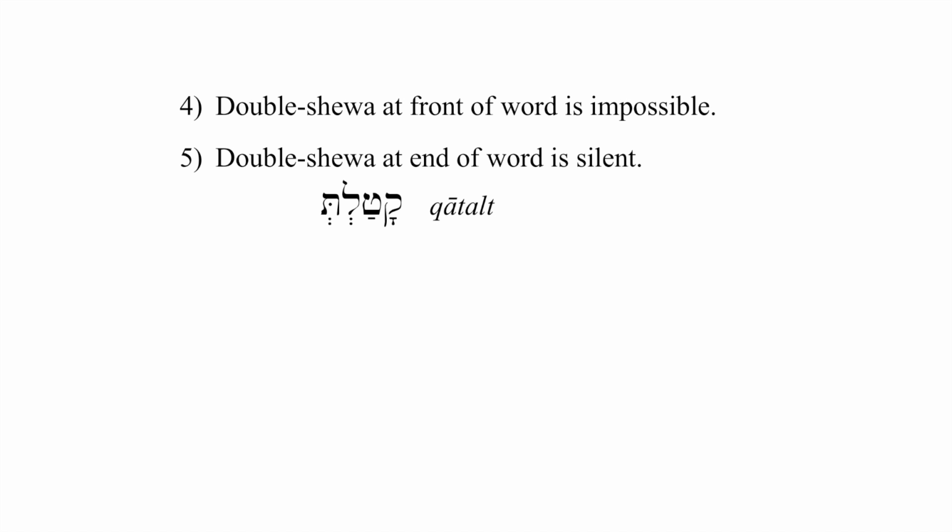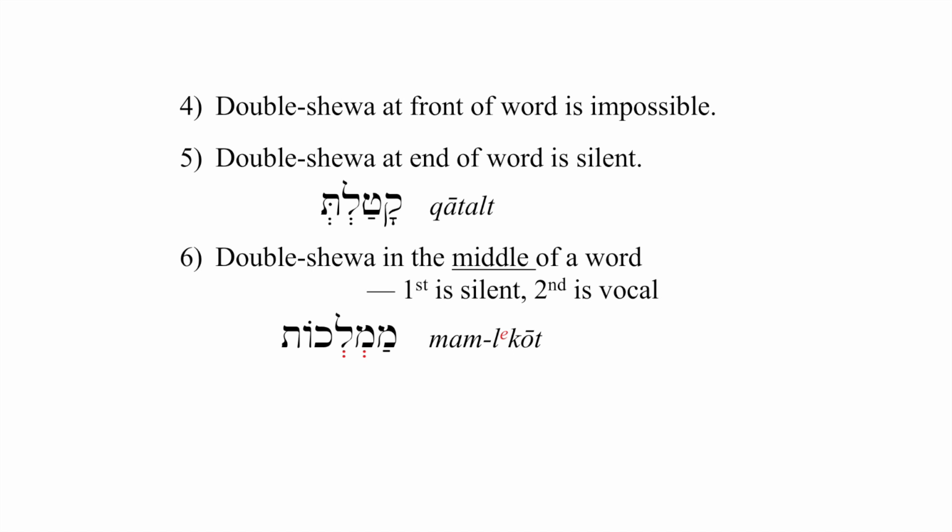And if you have two vowelless consonants in the middle of a word, you pronounce it in the same way that we do in English, like the example little. The first schwa will be silent, the second will be vocal, as you wrap up your first syllable and then continue on with the rest of the word. So in this particular example, you can see mam lakot. The first schwa closes the syllable, the second opens the syllable.